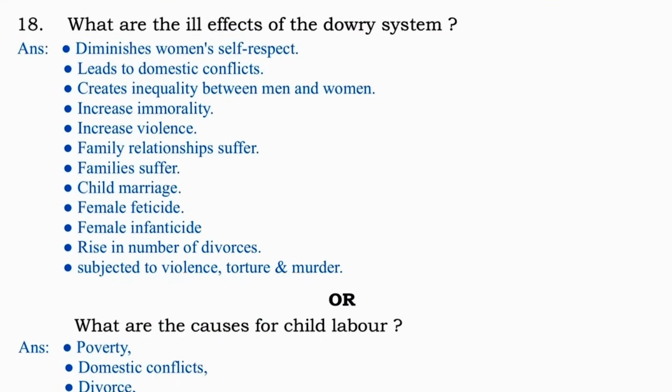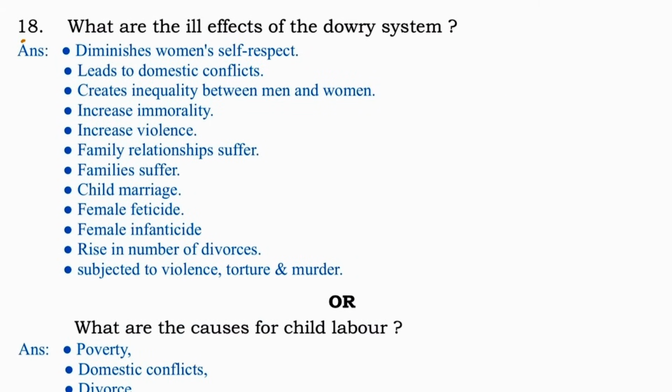Next, 18th question. What are the ill effects of the dowry system? The ill effects of the dowry system are: it diminishes women's self-respect, leads to domestic conflicts, creates inequality between men and women, increases immorality, increases violence, family relationships suffer, child marriage, female infanticide, rise in the number of divorces, subjective violence, torture and murder.